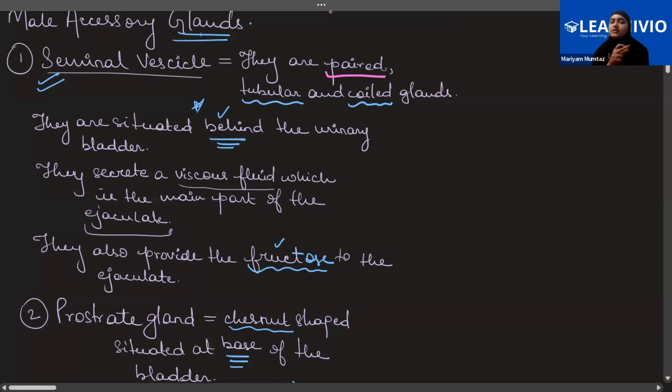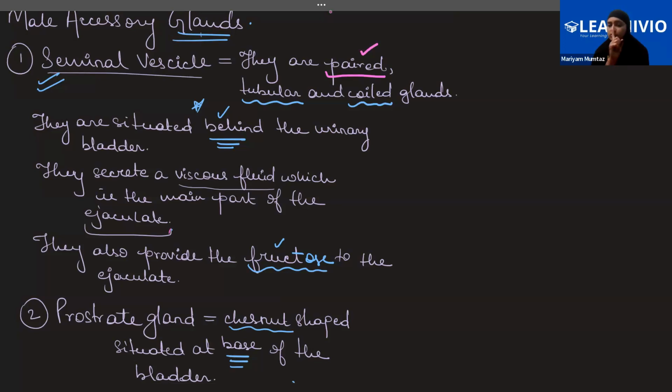Now, here what is important to remember? First of all, it is paired. It occurs in a pair. It is not a single gland. Just like how the hypothalamus is a single gland in our body, right? But ovaries and testes, even though they are gonads, are paired, right? Same goes for the seminal vesicle. They are also paired. Now, where are they situated? Behind the urinary bladder. They secrete a viscous fluid. There is no other gland that will do so. It's just the seminal vesicle.